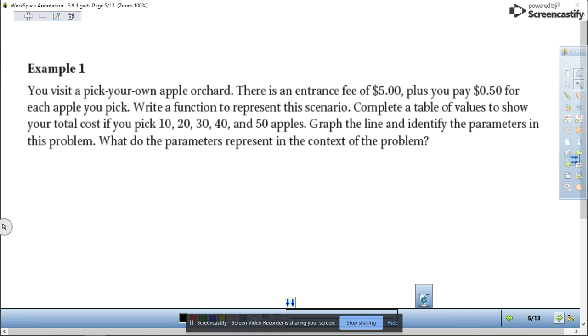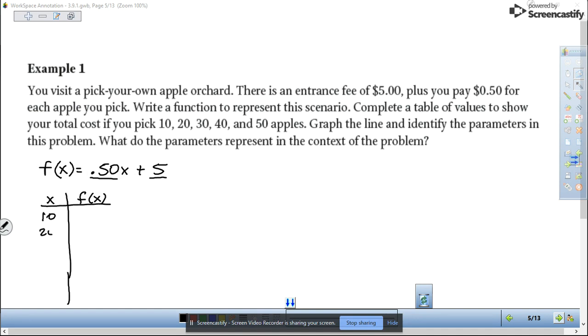So let's start with our equation, which would be f of x equals 0.50x plus 5. Okay? Our parameters, as we talked about, are these two things here. We'll come back to that in a minute. So there's our function, our table. We have x and f of x, and we have 10, 20, 30, 40, 50.